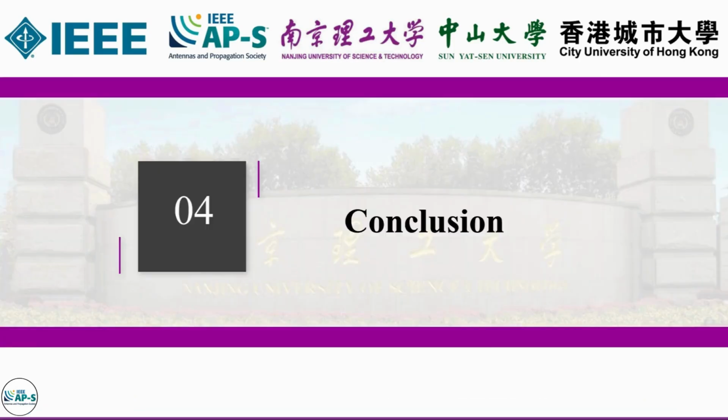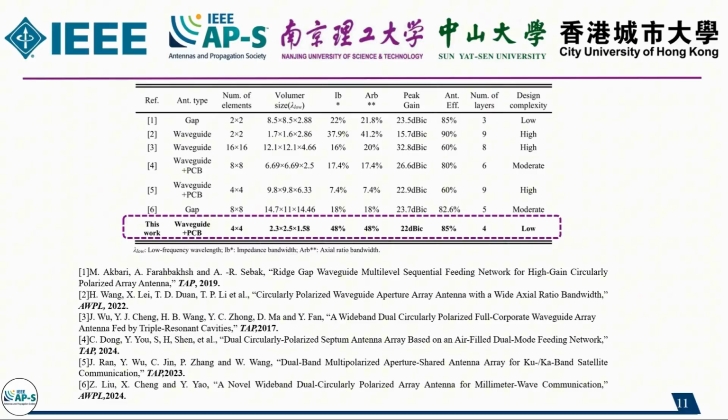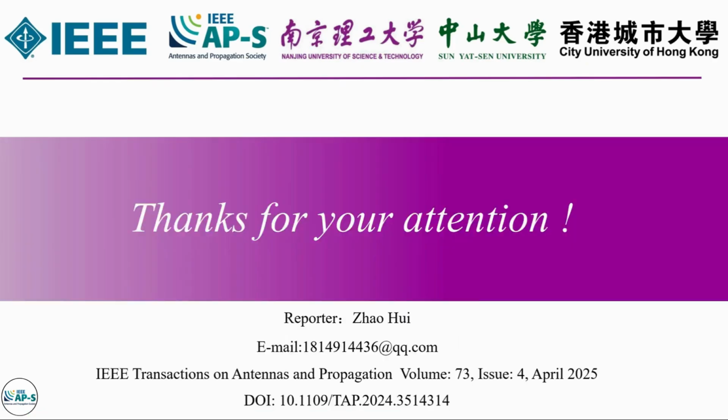Last is conclusion. Performance comparison of published circularly polarized array antennas is given in the table. The 4 multiplied by 4 array antenna of this work has wider impedance bandwidth and axial ratio bandwidth, 48%, as well as lower profile height. This method also has the advantage of low design complexity, which reduces the difficulty for the design and fabrication of antenna arrays. Thanks for your attention.